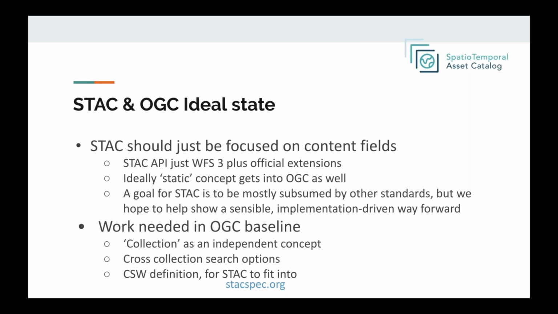There's more work needed in the OGC baseline. For STAC, we need this collection. We do cross-collection search options, which aren't really in OGC WFS3 yet. And then a lot of questions come about CSW. Where does STAC fit into that? Basically, I think with STAC, we want to see what this next generation CSW and this new baseline at OGC looks like, which I'm personally pushing to be very compatible, if not the same as WFS3. And then once you have that, I think we can fit STAC as a little subset, just a content type or a specific thing underneath that CSW.